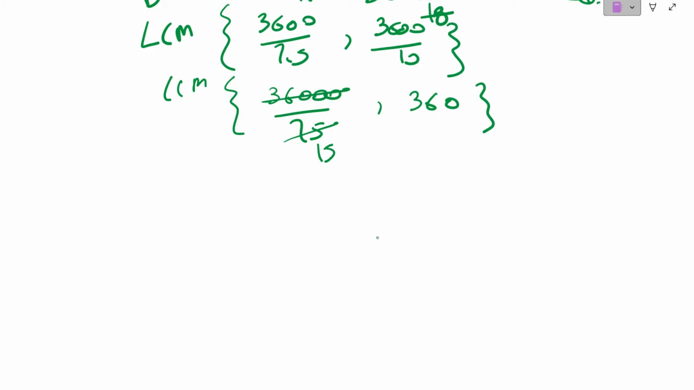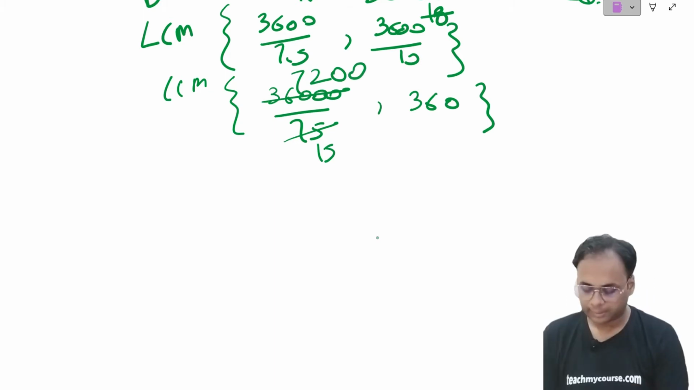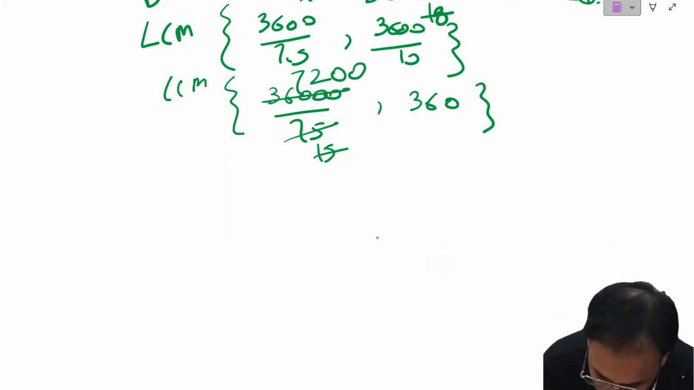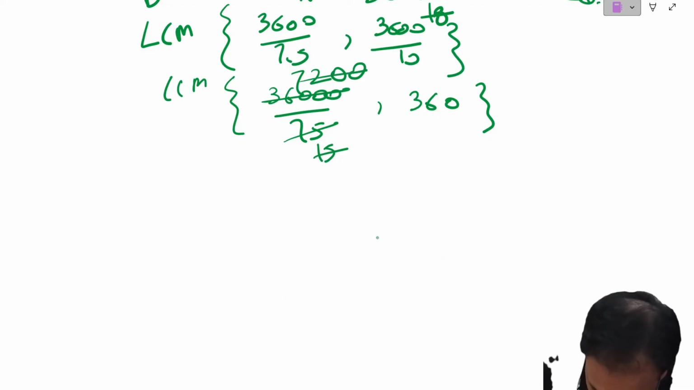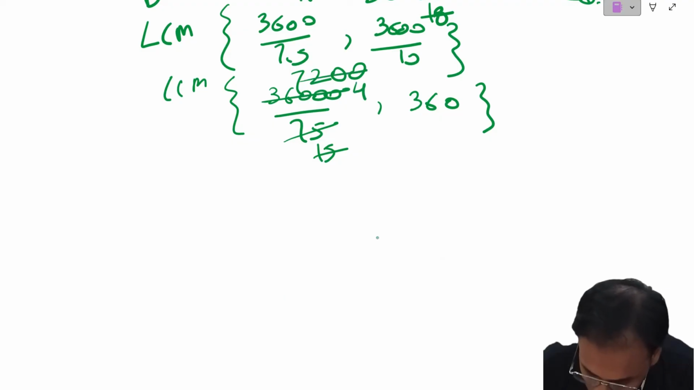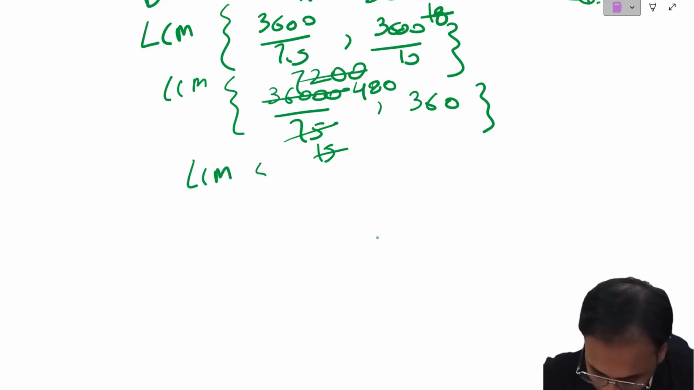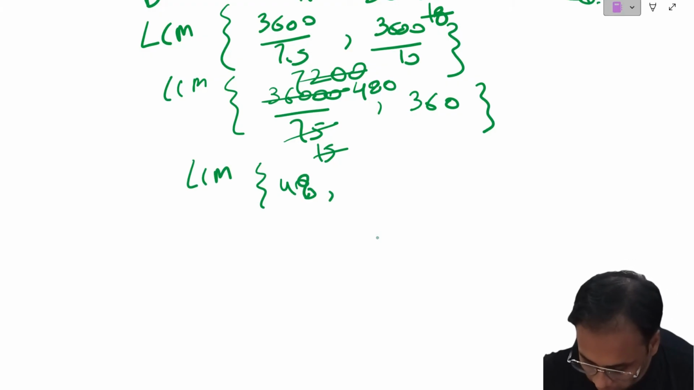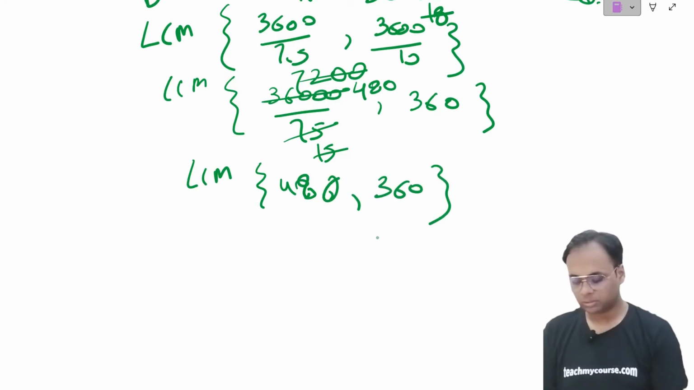Working it out with 5, we have 10, and we have this 7200. Okay, and then can it be cancelled out with 15? I think yes, like 15 into 4 is 60, 120, 480, and so this is what we have. So the LCM of 480 and 360 is what we need to find.